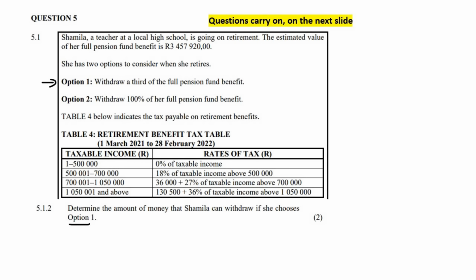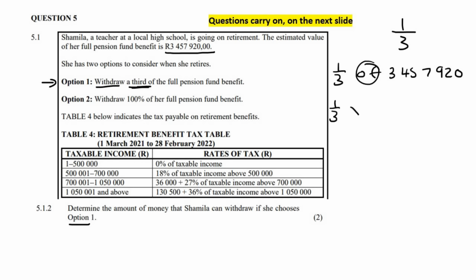So with option 1, she's going to withdraw a third. What does a third mean? A third means a third, 1/3. So you need to work out what is 1/3 of 3,457,920. Did you know of means times? So we can just say times.